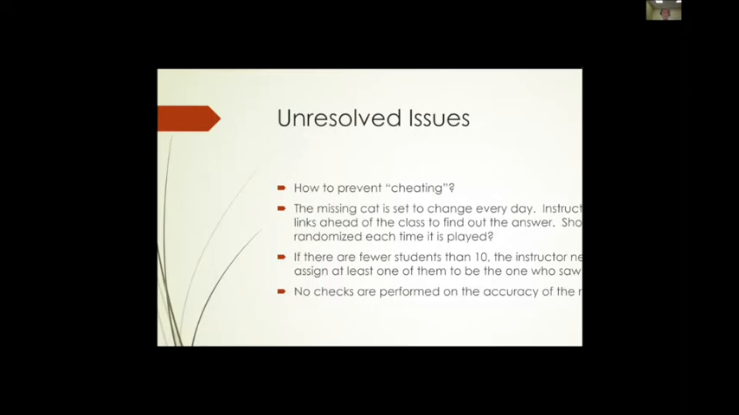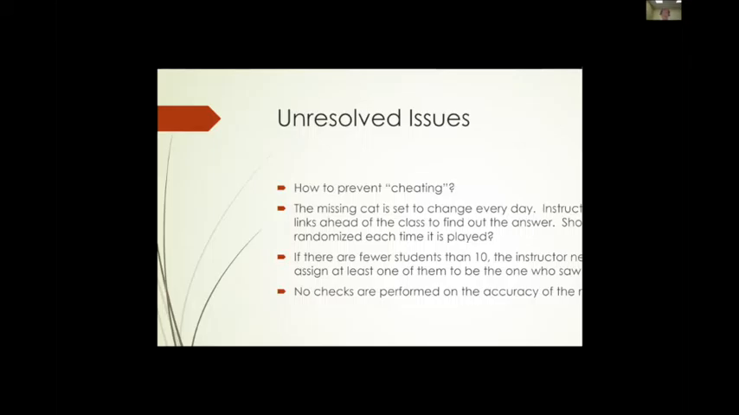And there are unresolved issues, like how to prevent cheating. It could happen. The missing cat is set to change every day. The instructor should click on all of the links prior to the exercise to know the answer. And should this missing cat be randomized each time it is played? That's possible, but that's a thought. I haven't really thought through if that's better or not.